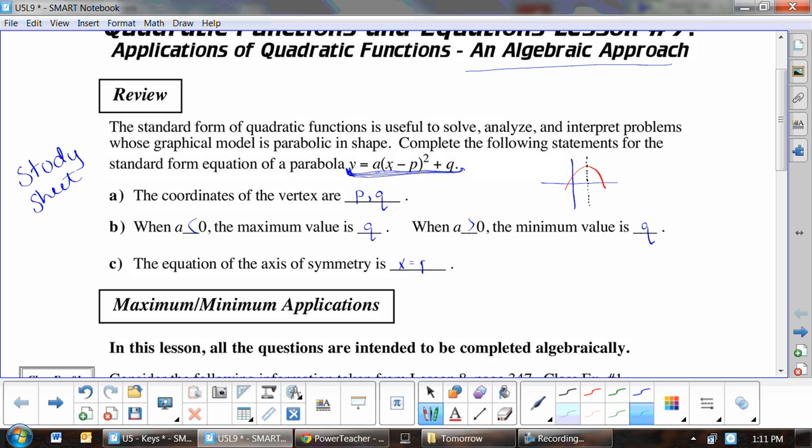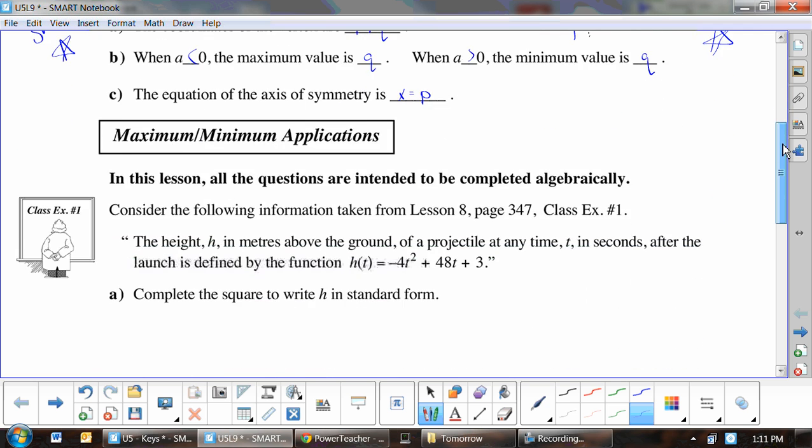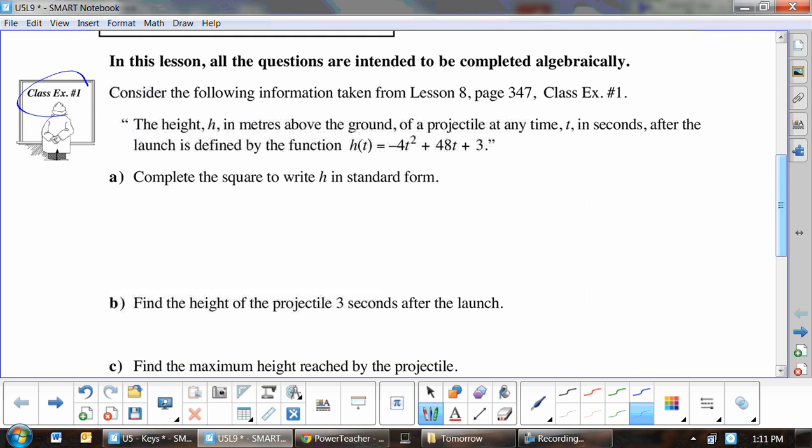Good work, guys. So, quality study sheet material right here. Okay, so let's go right to example number 1. So this is actually the same problem that we did yesterday, but we're going to solve it all algebraically this time. So the first thing they say is complete the square to write h in standard form.